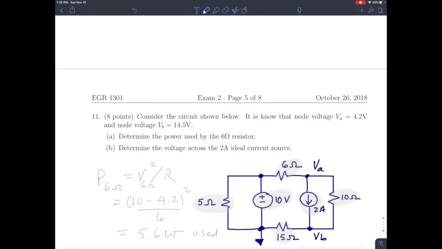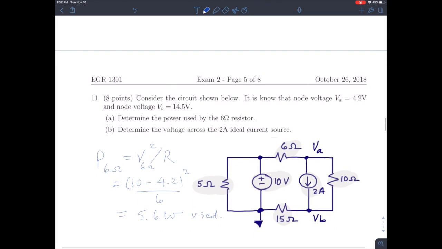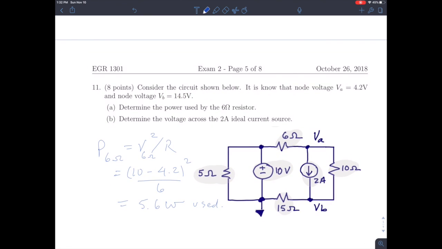Okay, this is a video review of the practice exam for problems number 11 and 12. Okay, so in problem 11, you're given some node voltages, and if you recall what we talked about in class is that if we know the node voltages, everything else in the circuit should be easy to solve. All right, and that's true here as well.